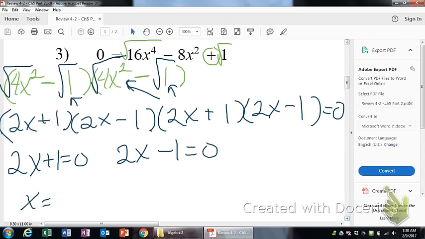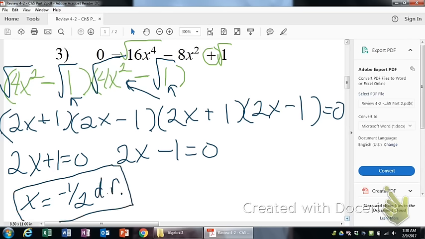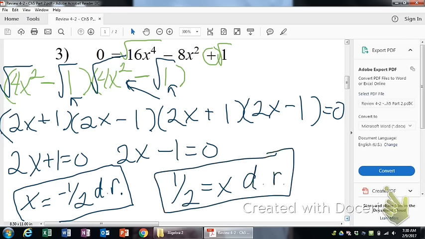So I have x equals negative 1/2 as a double root. And then I have 1/2 equals x as another double root. This started off as 16x to the fourth. You're supposed to have 4 solutions. Both of these are double roots, so that's 4 solutions.